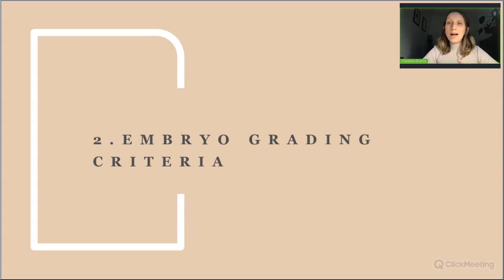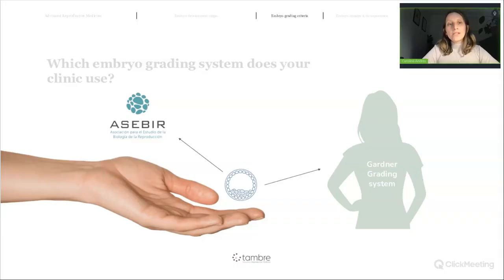So knowing how embryos are created and what we expect, let's talk about embryo grading criteria. There are many different grading systems that can be used for embryo evaluation. In Spain, the most typical ones are the Elsevier grading system, which is a Spanish grading system, or the Gardner grading system, which is more international, and it's the one we use at our clinic. Therefore, that's the one I'm going to describe during the following slides.